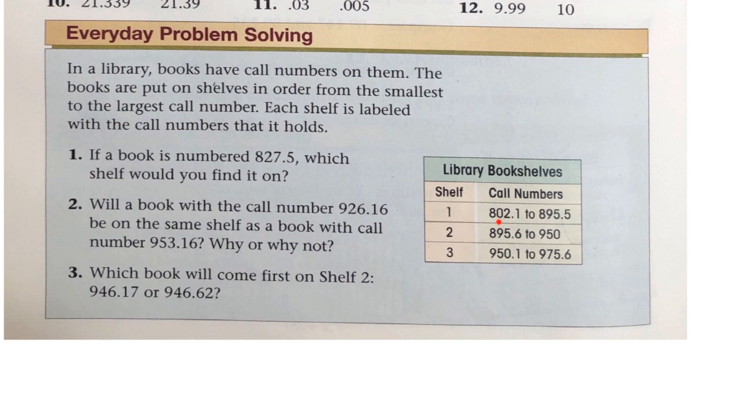Well, 827 would be in between 802 and 1/10 to 895 and 5/10. So we would find that on shelf 1. And if you'd like to finish the last 2 of these problem solving, you can pause the video here, or you can ask for help during class time.